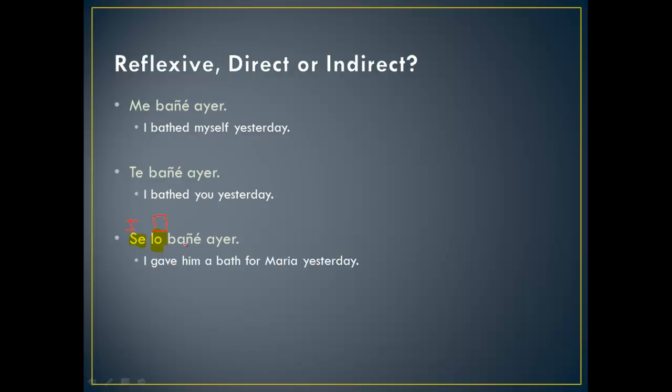So I gave direct him, okay, so these match up, all right, a bath to whom or for whom? For Maria, so this has got to go here, right, for Maria. And remember, we change the le to se when we have both because we have third person, him and Maria. Hopefully that makes some sense. If you have any questions, come and talk to me in class.